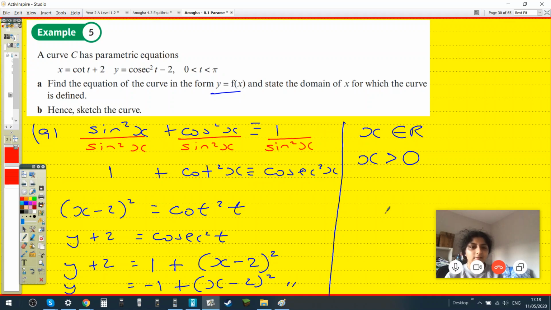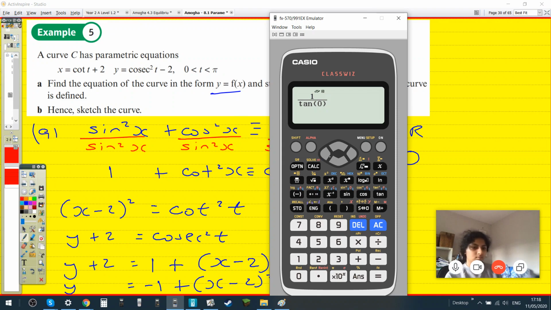Yeah. But let me think about this. What do you get when you sub in pi? You get like a decimal. Are you in degrees? No, I'm in radians. Math error. Oh, I didn't do 1 over tan pi. I did tan to the minus 1 of pi. Does that mean tan pi is 0? I don't know.